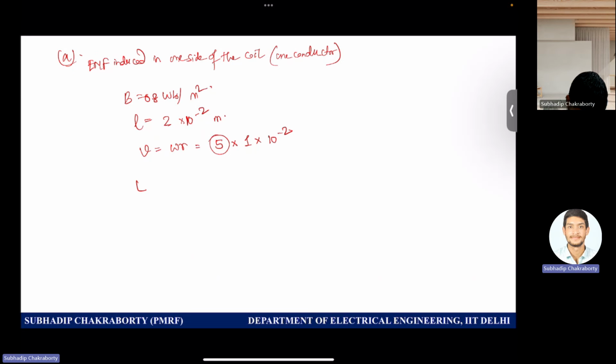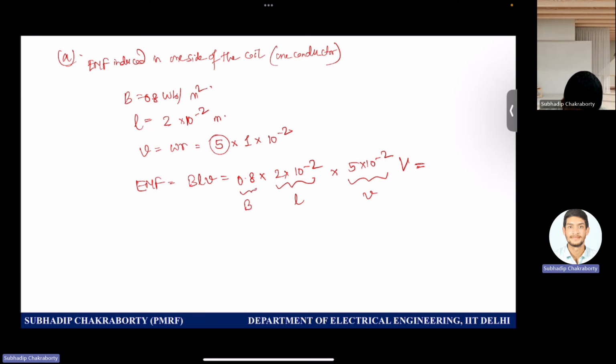So what is the EMF induced? EMF induced for one conductor is BLV, as you know, and it is 0.8 multiplied by 2 into 10 to the power minus 2. This is B, this is L, multiplied by V. What is V? V is 5 into 10 to the power minus 2. And what is the unit? Units will be in volts. If you calculate, it will come out to be 800 microvolts. So this is the first part, and then let us see what it is asking in the second part. The second part is asking for the total EMF induced.